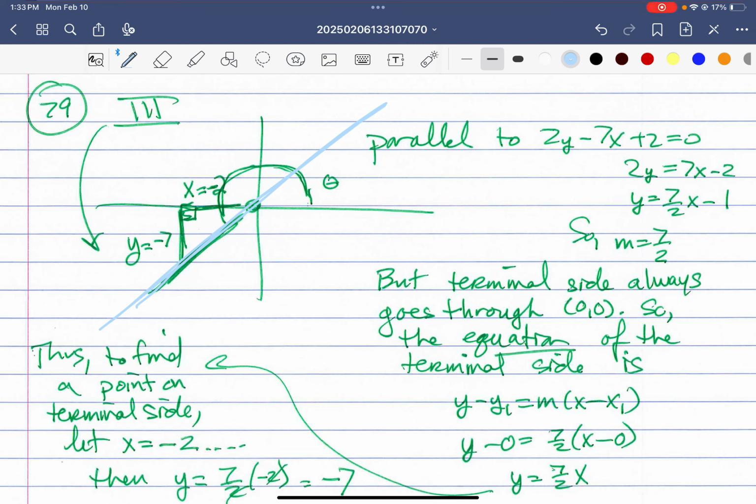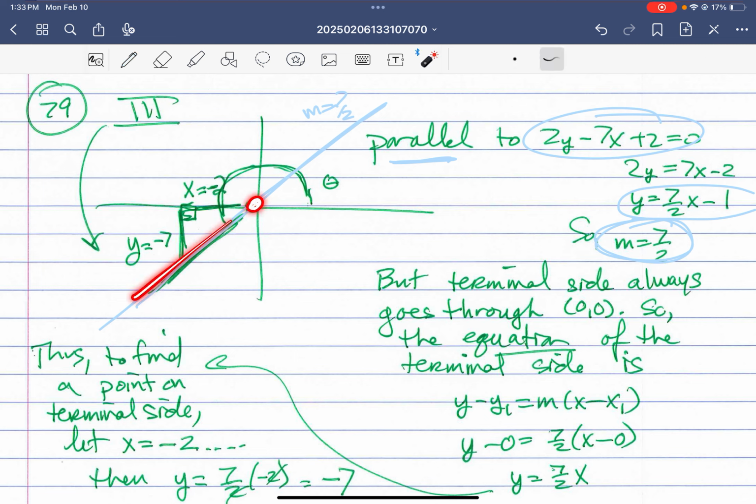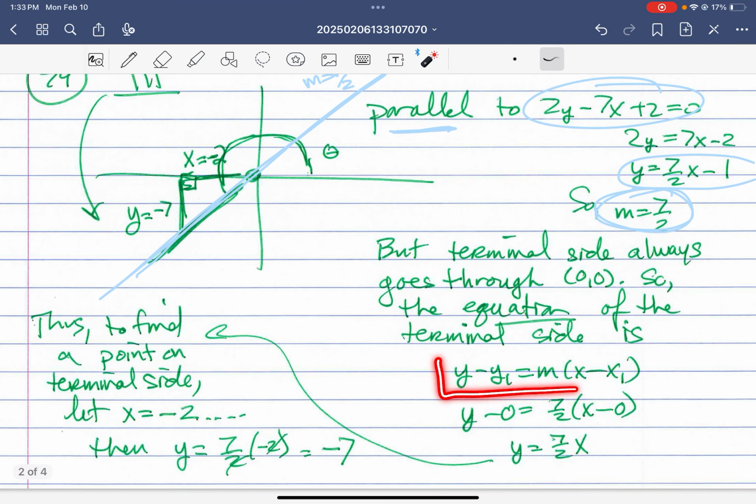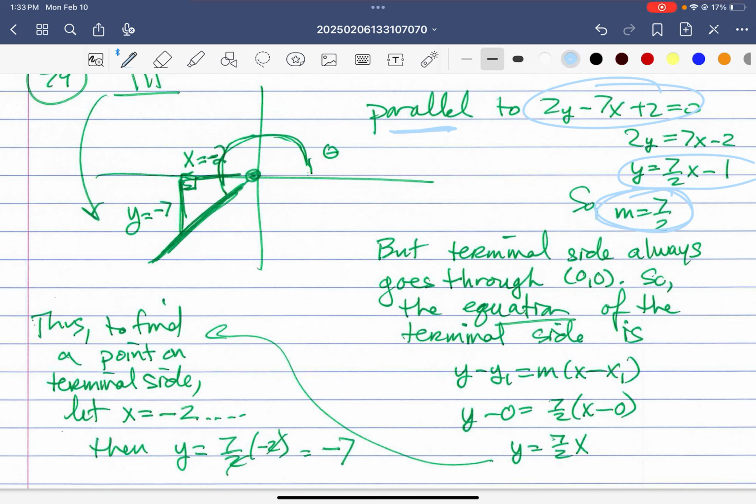they say first that your terminal side ends up being parallel to this. Well, that just means the same slope. So I solve for y equals mx plus b and get the slope is equal to 7 over 2. So that's my slope, but I also know that one point on this line is clearly 0, 0. So if I use y minus y1 is equal to m times x minus x1, I can plug in for my slope of 7 over 2, and plug in 0, 0, and it ends up that my line, my blue line right here, is just y is equal to 7 over 2 x.